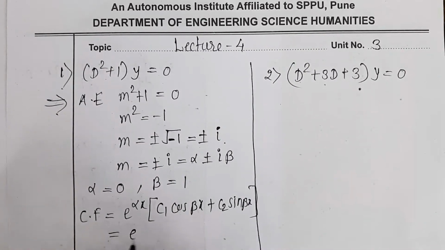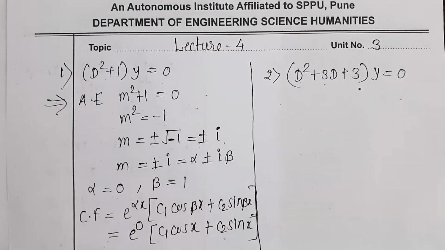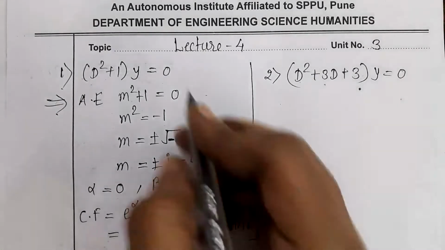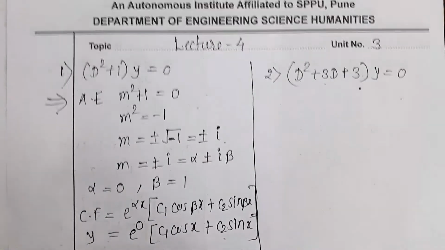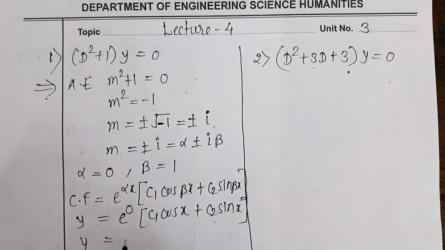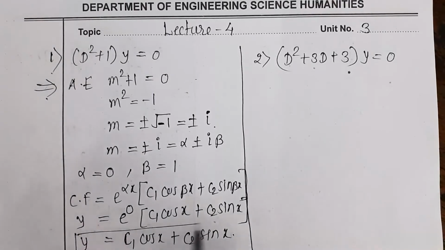So e to the power α is 0, so 0 into x is 0. c1 cos of β, where the β value is 1, plus c2 sin β, where the β value is 1, so sin x. Now this is CF and the right hand side is 0, so this is nothing but the independent variable y. So y = e^0, which is 1, c1 cos x + c2 sin x. So this is the solution of a given differential equation.